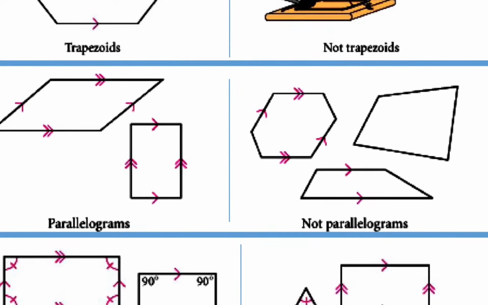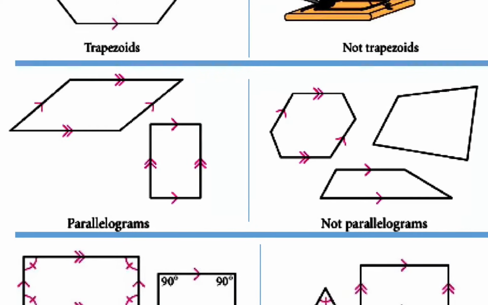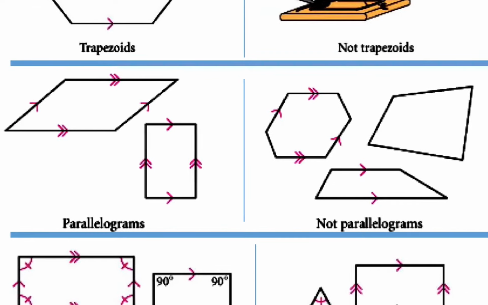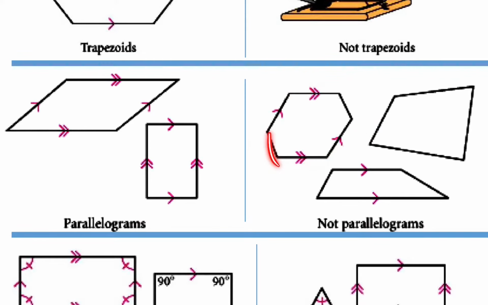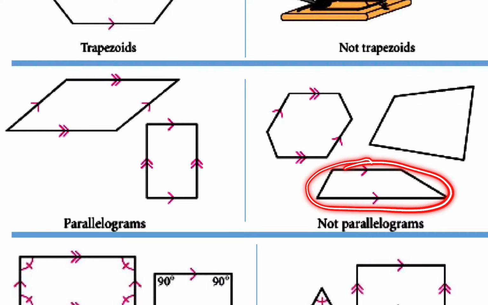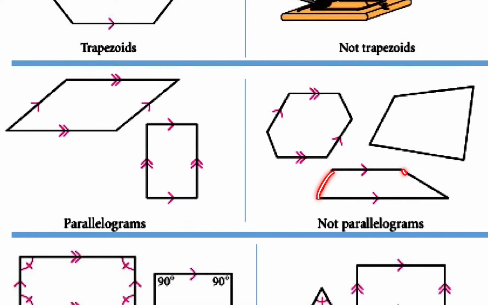Now parallelogram. Looking at the parallelograms, you see that this side and that side are parallel, this side and that side are parallel, this side and that side are parallel, this side and that side are parallel. All right, so it looks like two pairs of parallel sides. Let's have a look at the not parallelograms. Well, we have two pairs of parallel sides here, but we also have two extra sides, so that is not a quadrilateral. Here, we just have one pair of parallel sides.